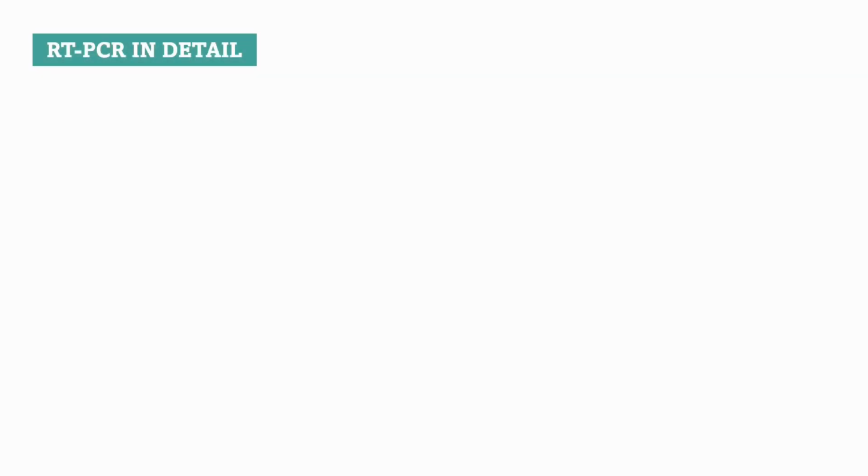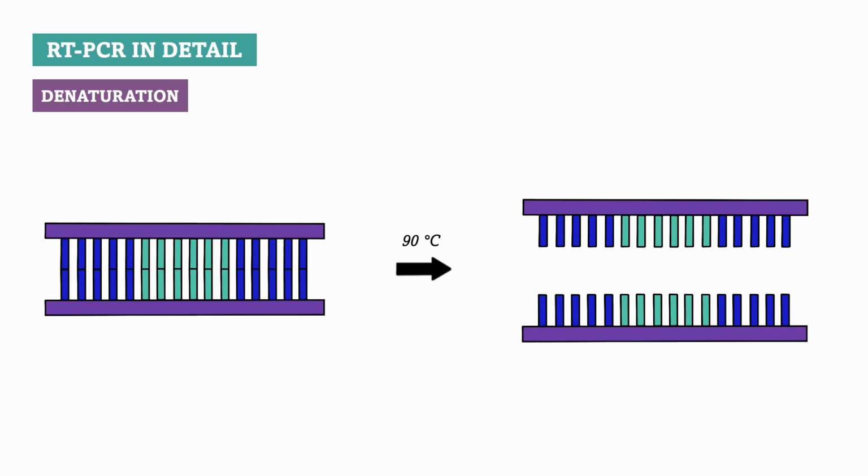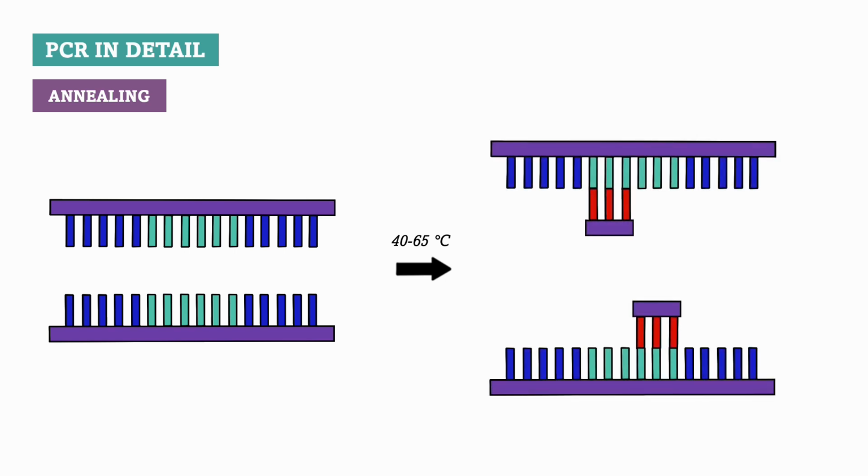The two strands are separated using a process called denaturation, when we simply heat the DNA to about 90 degrees Celsius, which causes the two strands to separate. Once the two strands are separated, we can proceed to the second step, which is called annealing. During this step, the temperature is lowered to about 40 to 65 degrees Celsius, and the primers attach, anneal, to the two DNA strands, more specifically to the target DNA sequence we want to amplify, we want to copy.